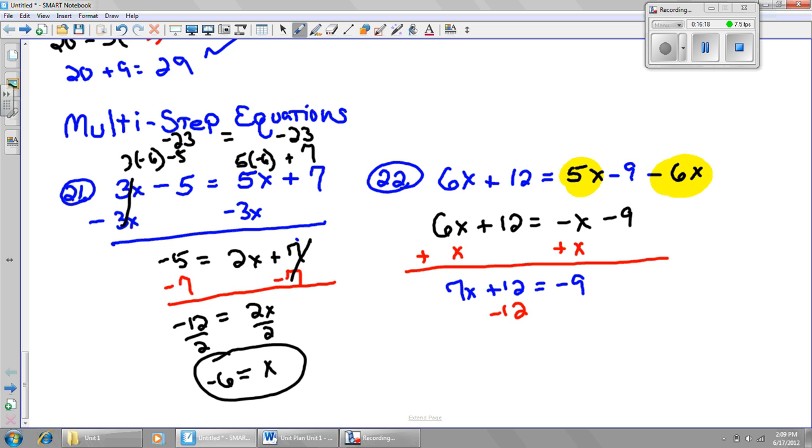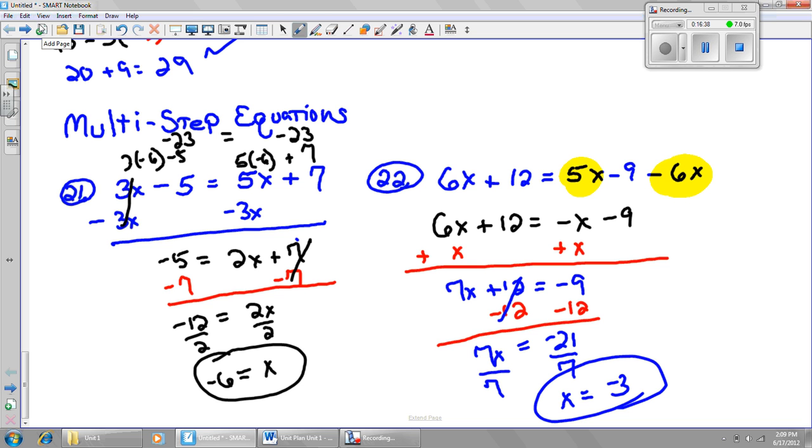Why? Because the order of operations told me to. And then I'll have 7x equal to negative 21. Divide by 7. Divide by 7. X will equal negative 3. Okay.